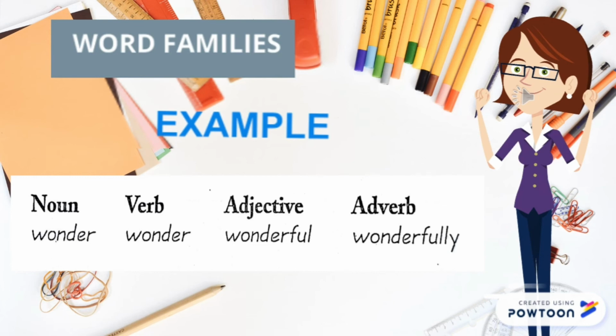For example, wonder can be a noun and a verb. Some word families have more than one adjective or noun form. Each form has a different meaning. For example, useful and useless are adjectives. You may not find all the parts of speech in every word family.